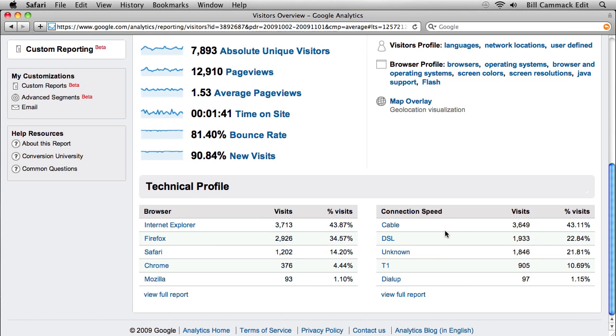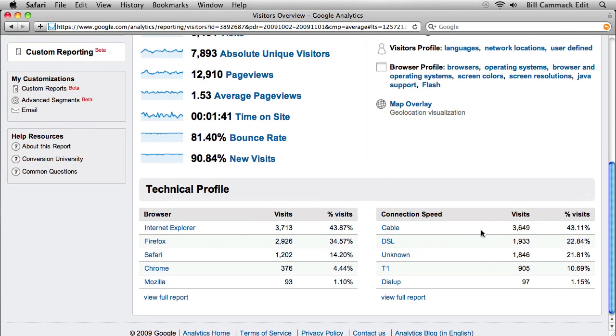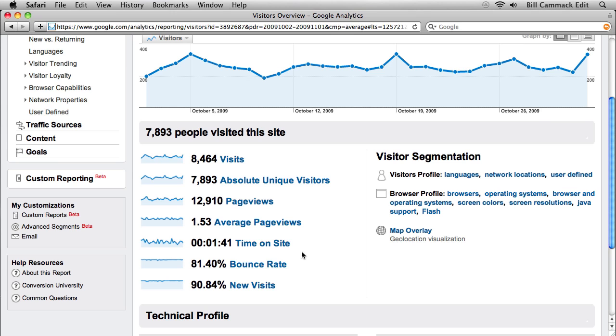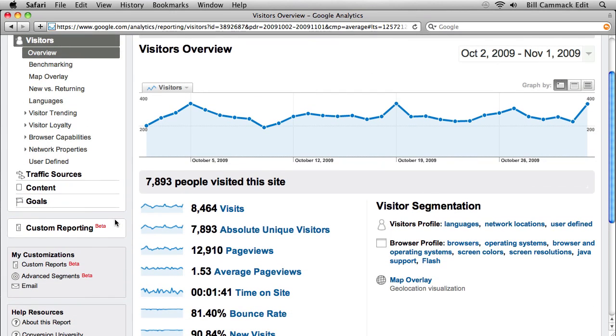Connection speed is kind of the same deal. Cable and DSL are pretty much the exact same thing: 3,600 and 1,900 people. Unknown, who knows what that is, obviously, because it's unknown. T1 is better than cable or DSL. And then dial-up has 97 people, so they can eat cake too, because nobody cares. So basically cable and DSL are most of my viewers, and T1's even better than that. So when I make videos, I would make them so that they stream properly to cable and DSL, which means that I set it at a particular data rate, which is probably going to be less than 1,000, but that's a different issue altogether.